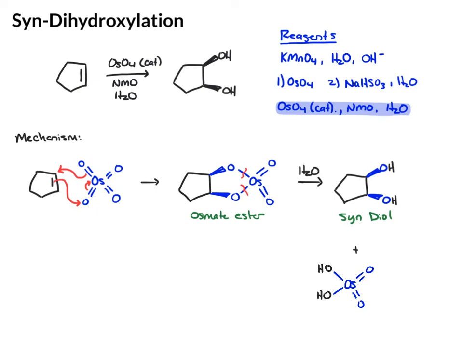What the NMO is, it's called a co-oxidant, and the NMO actually oxidizes this product back to the osmium tetraoxide. This is a reduced form of osmium because we only have 1 bond to the oxygen. So the NMO reoxidizes those bonds to give us the osmium tetraoxide, which can then dihydroxylate another molecule of the alkene.